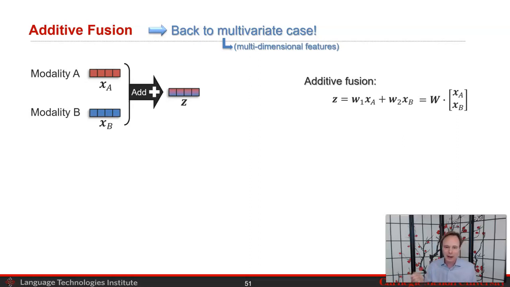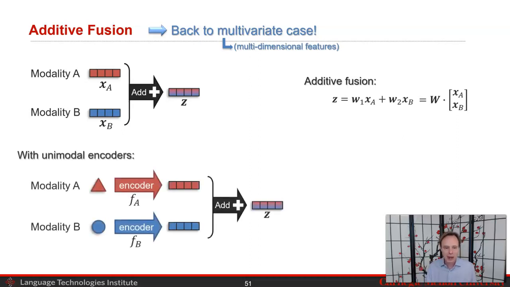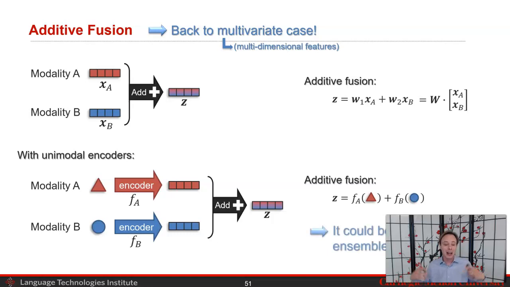It could be a simple linear way of weighting them, or you could imagine the same thing we have here in the nonlinear case, where each modality goes through an encoder, and then eventually these are simply added. So that's the additive fusion with these nonlinear encoders for each modality. So, in fact, additive fusion could almost be seen as an ensemble or late fusion, because you're bringing each modality as close as you can in that space where the additive fusion will happen.